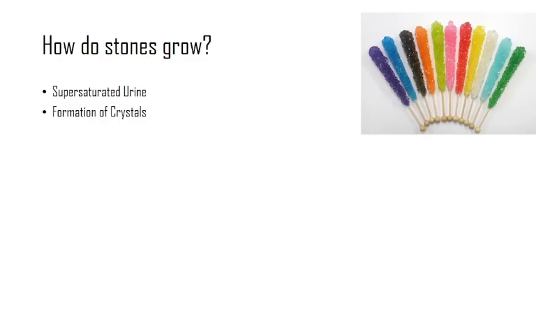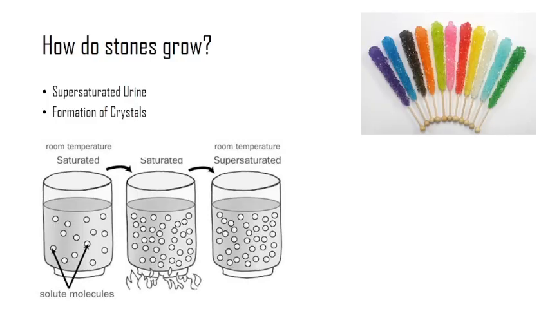The reason I compare stones with rock candy is that both of them depend on the generation of a solution that is supersaturated. With rock candy, it's supersaturated with sugar. With kidney stones, the urine is supersaturated with minerals that contribute to stone formation. To make rock candy, you add water to a jar, and you add enough sugar so that all of the sugar dissolves into the water, and there's a little bit left over in the bottom of the jar. At this point, this solution is what we call saturated with sugar.